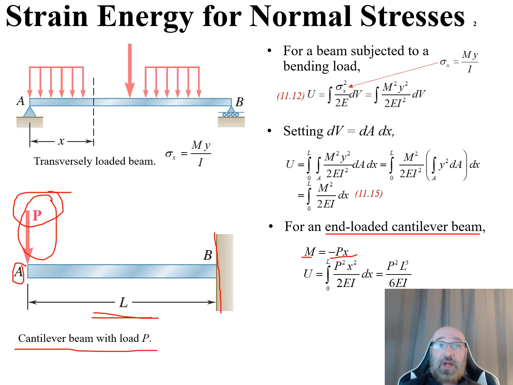Then our strain energy equation is going to be given by this relationship here. We have the integral from 0 to L of that load P squared times that x squared all over 2EI dx. We do out our calculus there, and this ends up being that U is equal to P squared times L cubed all over 6EI for the case of an end-loaded cantilever beam.